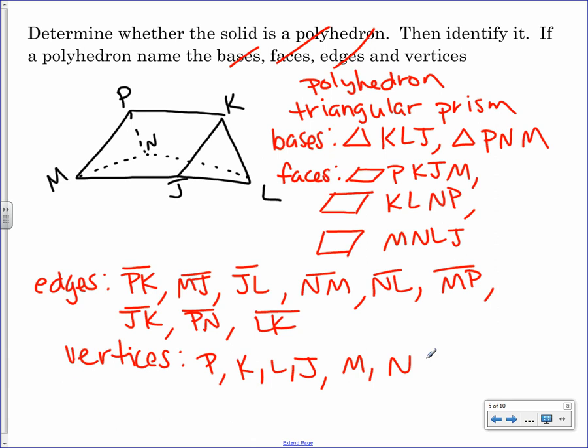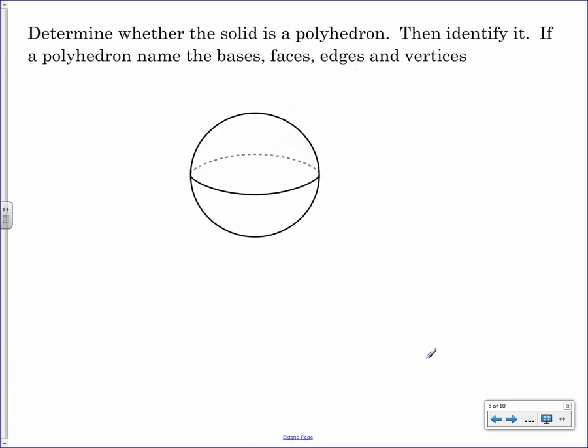Anybody still need that page? We good? Okay. Determine whether it's a polyhedron. Is this a polyhedron? What is this, by the way? A sphere, right? So it's not a polyhedron. Identify it. You guys said sphere. If it is a polyhedron, do all the stuff we just did. It is not, so don't. Done. Everybody okay?